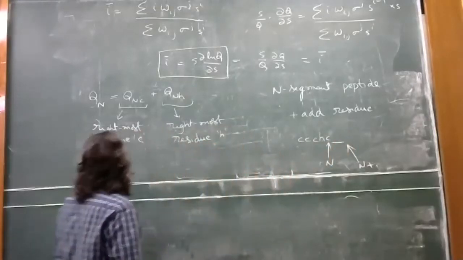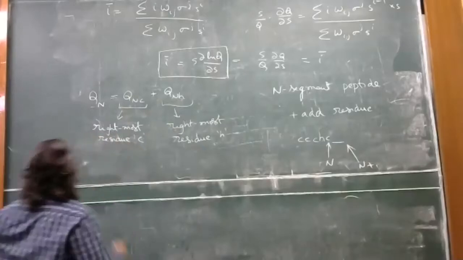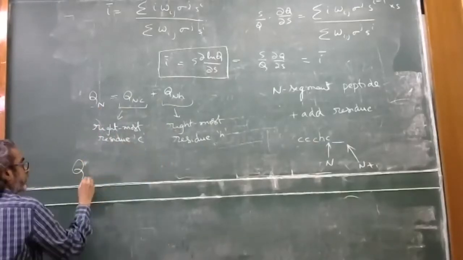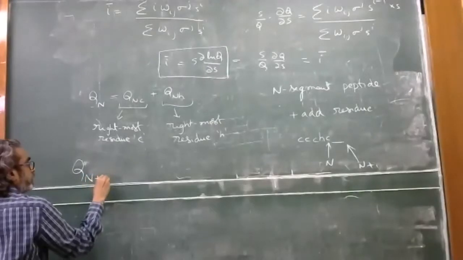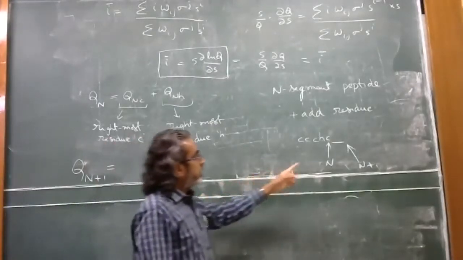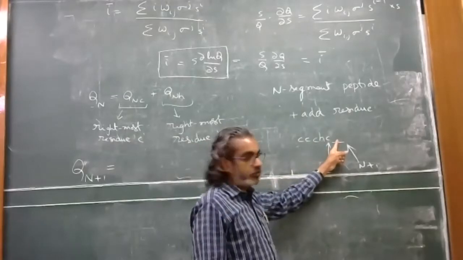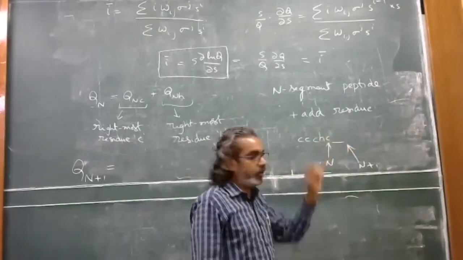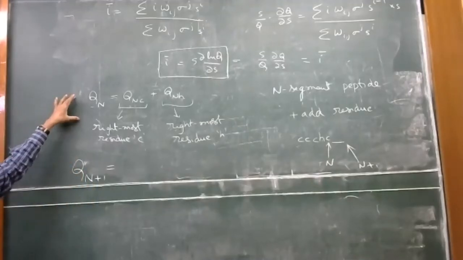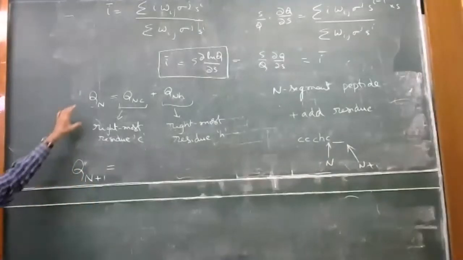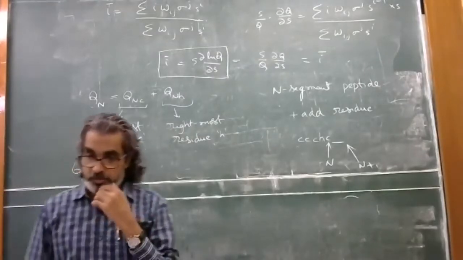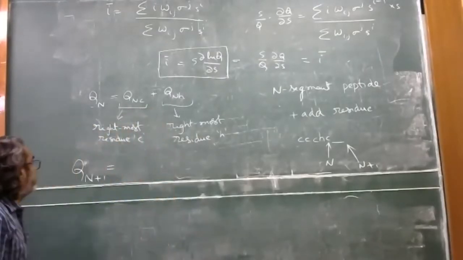Okay, so let's say we know this is the partition function Qn. Now, if you add one more residue, then the partition function will become Qn plus 1. So you have two possibilities: either you can add a coil or you can add a helix. By doing this, we are changing, if you already know Qn, how to get Qn plus 1. Once you know this relation, you can always build however big a polypeptide chain. So it will be easy.